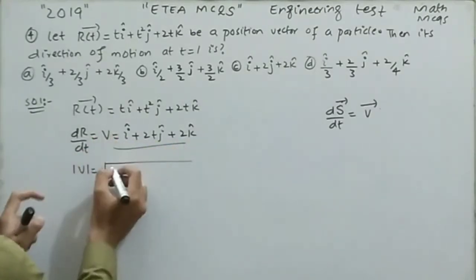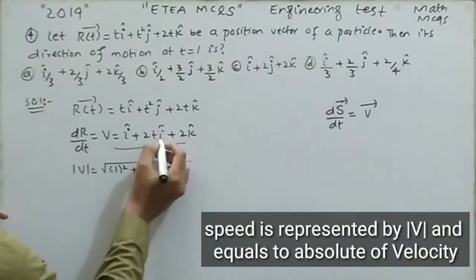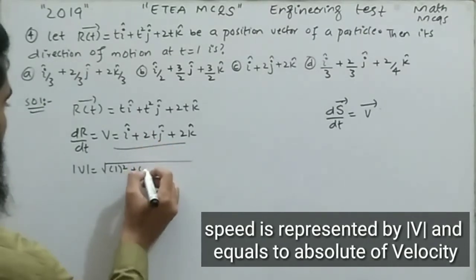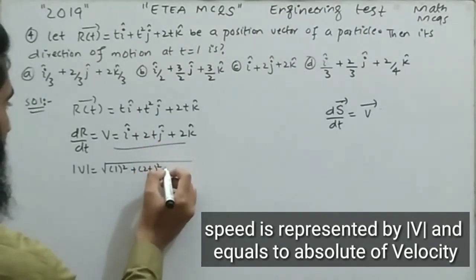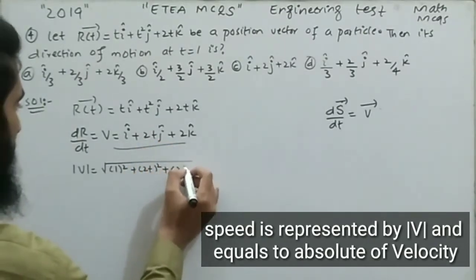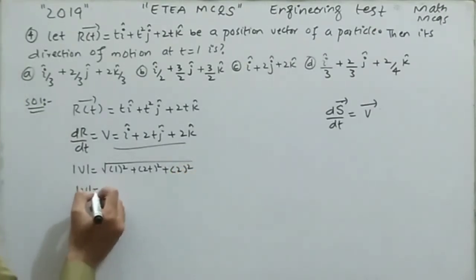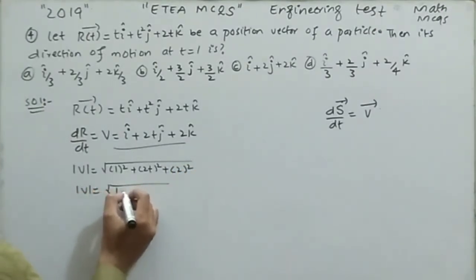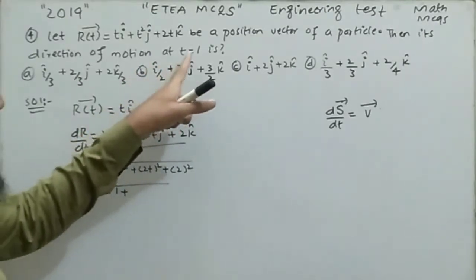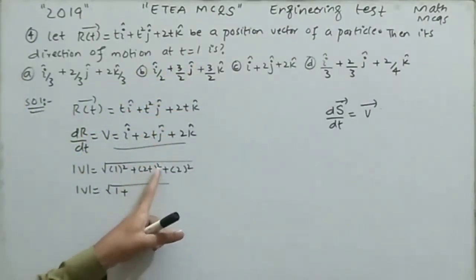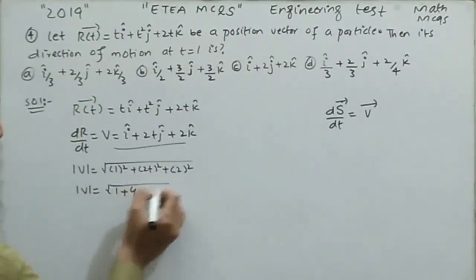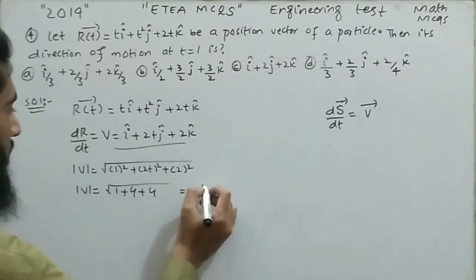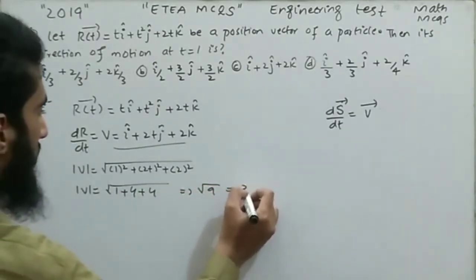So over here the coefficient is 1, so 1 square, plus over here the coefficient is 2t, so (2t) whole square, and plus over here we have 2 square, so it gives us speed. So speed will be equal to 1 square, which gives us 1. Our t is actually 1, so at t is equal to 1, by putting 1 over here gives us 2 square. 2 square gives us 4, and plus 2 square gives us 4. So it will give us square root of 9, and square root of 9 is equal to 3.